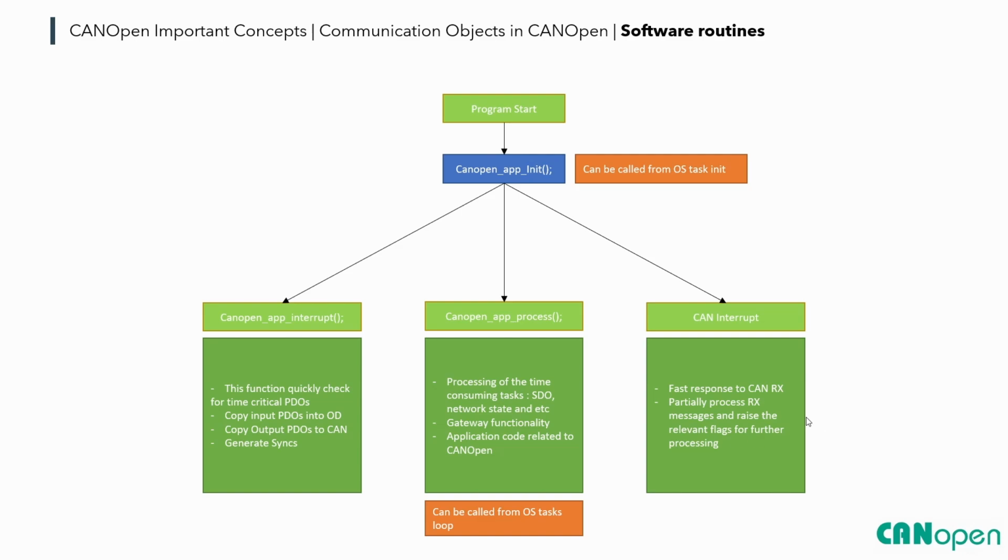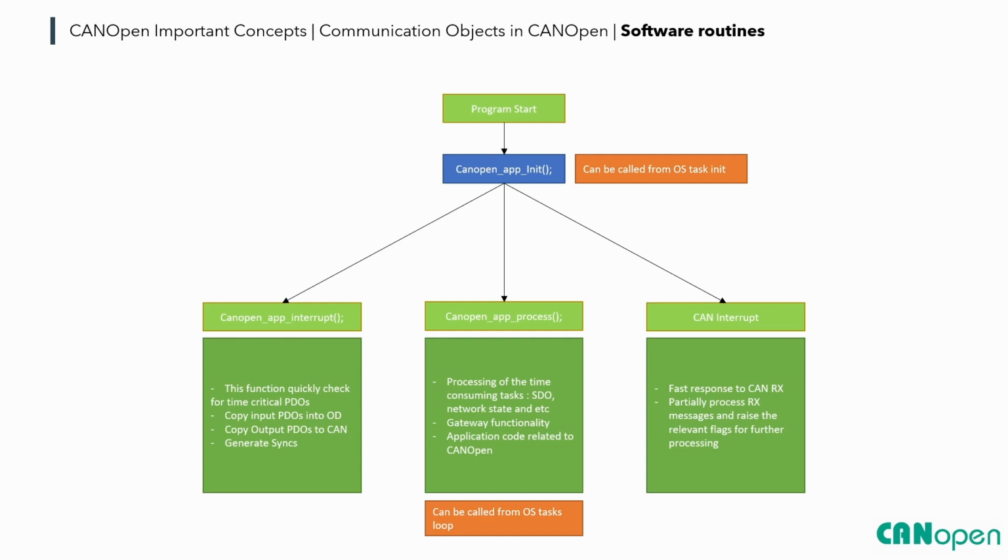And we have also the CAN interrupt. The CAN interrupt is very simple. It just responds to CAN receptions. So if we receive a packet, we need to take it out of the buffer as quickly as possible. So we have this CAN interrupt here, which basically empties the CAN reception buffer. It partially processes the received packet, just to know what this packet is and whether it's related to our node or not. And then, it just puts it in a certain buffer for the CAN app process or CAN app interrupt.